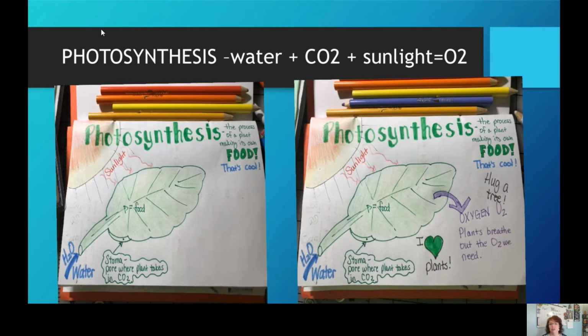That all put together, sun, the water, and the CO2, plus a couple other things, all equals food for the plant. And then out the top of the leaf, it gives us oxygen. So you can see on the right-hand side that I added oxygen coming out. I also put plants breathe out the O2 that we need. Hug a tree, I love plants. So that is the photosynthesis process. And I think that's the end of our PowerPoint.